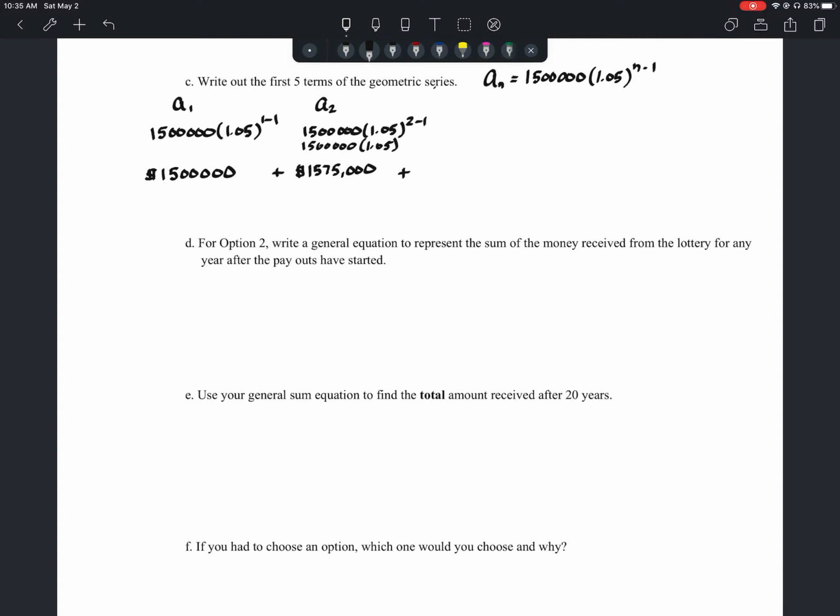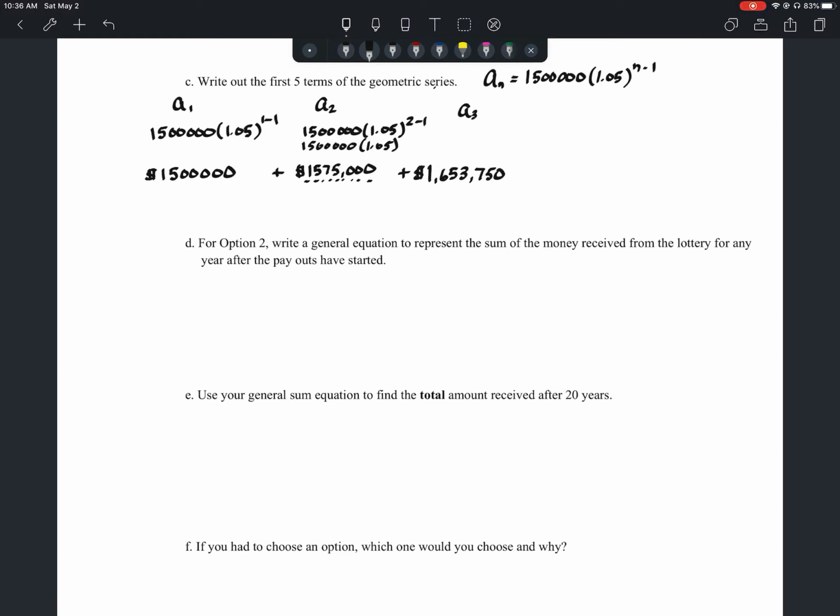Okay, the third one, our A sub 3, we know that we're going to end up multiplying times 1.05 twice on this one. So you can probably just take this value that you have here and multiply it times 1.05 if you want to. When you do that, you should get $1,653,750. That's our third term in the series.